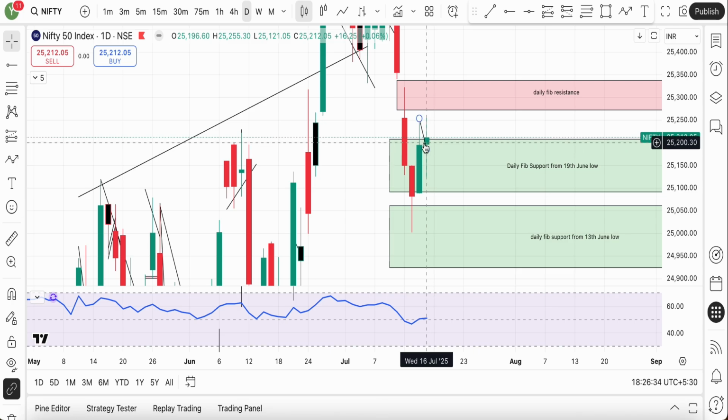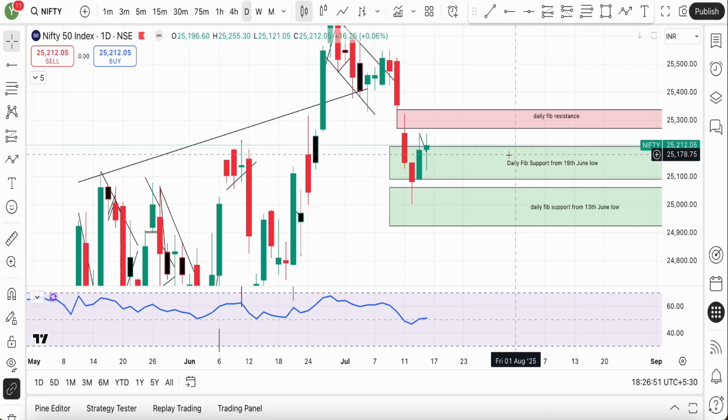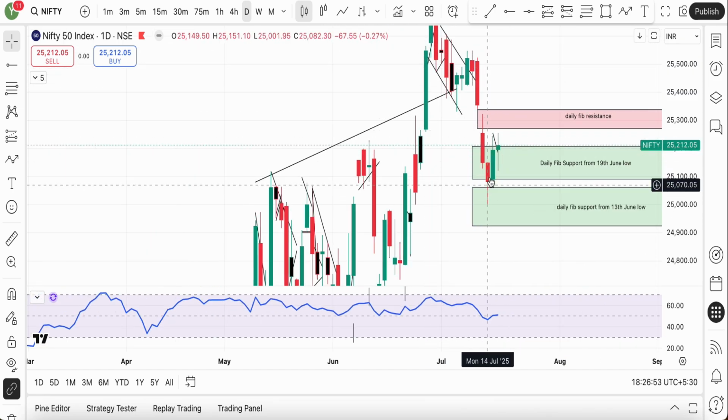Now, today's candle is kind of just like a doji. Had it closed a bit higher up around the day's high, it would have been a very, very good candle, or a very positive candle. And we can also call it a follow through candle to today's current candle. But that is not the case. And we are also below the daily fib resistance of this entire fall.